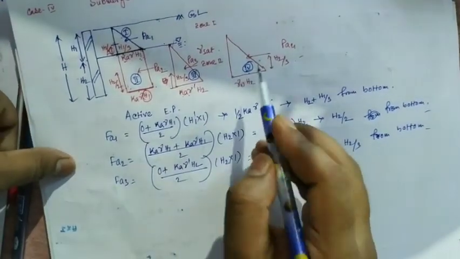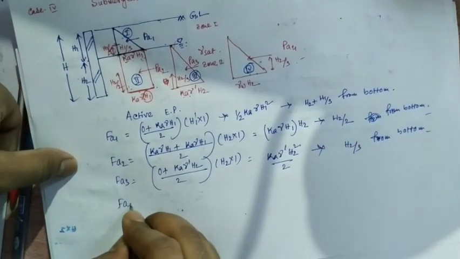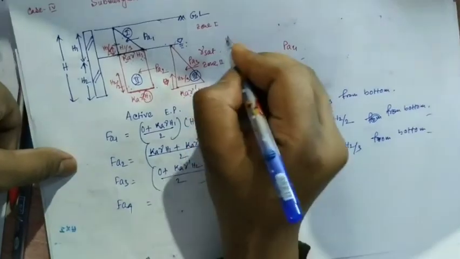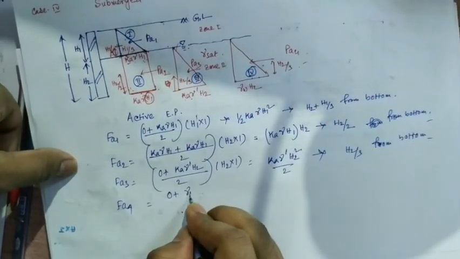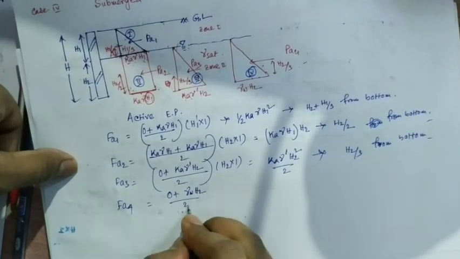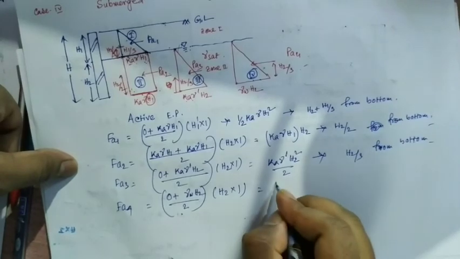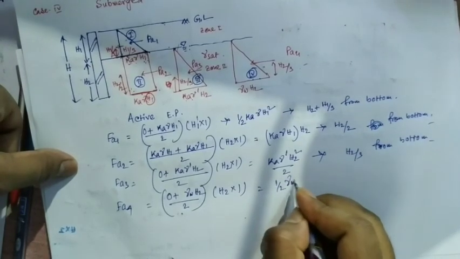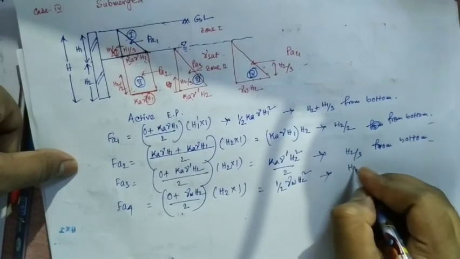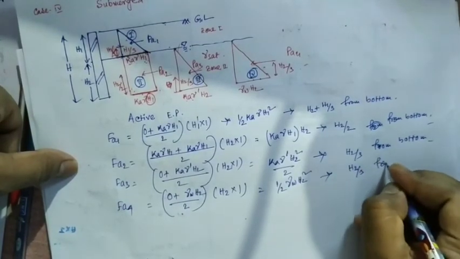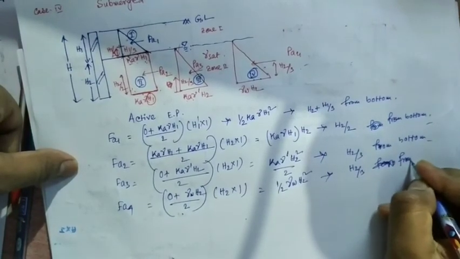Okay, so the last one is from water, FA4. At top it was 0, at bottom gamma W into H2, average into H2 into 1. So half gamma W H2 square. It will also act at H2 by 3 from bottom.